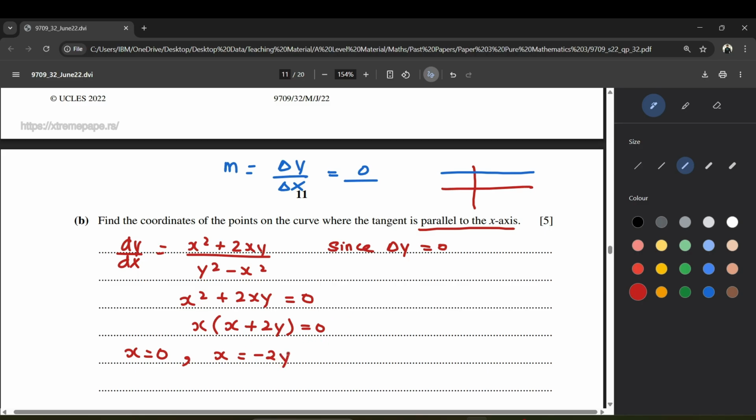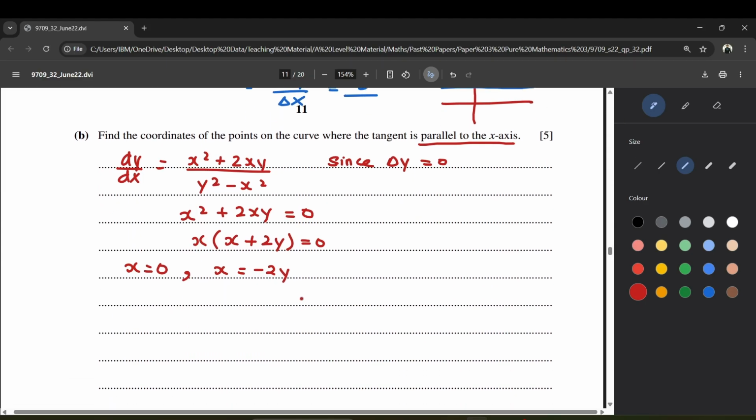Now I have found the first x coordinate of the point where the tangent is parallel to the x-axis. The second point I'm going to find out if I substitute x equals minus 2y into the original equation. So substitute x equals minus 2y in the original equation of the curve.